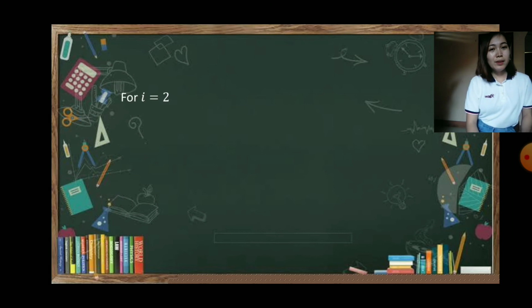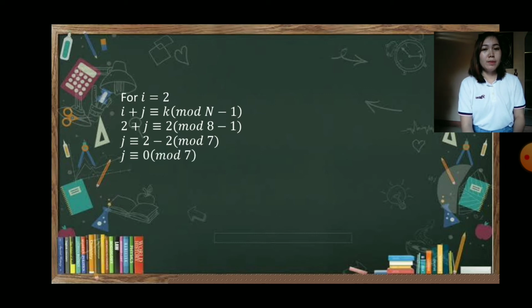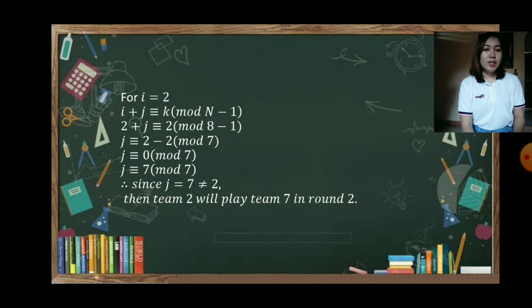For i equals 2, i plus j congruent to k mod n minus 1. Substitute the value of i, which is 2: 2 plus j congruent to 2 mod 8 minus 1. j congruent to 2 minus 2 mod 7. j congruent to 0 mod 7. j congruent to 7 mod 7. Therefore, since j equal to 7 is not equal to 2, team 2 will play team 7 in round 2.